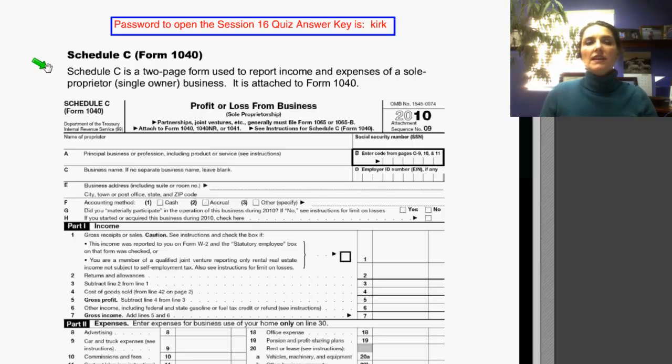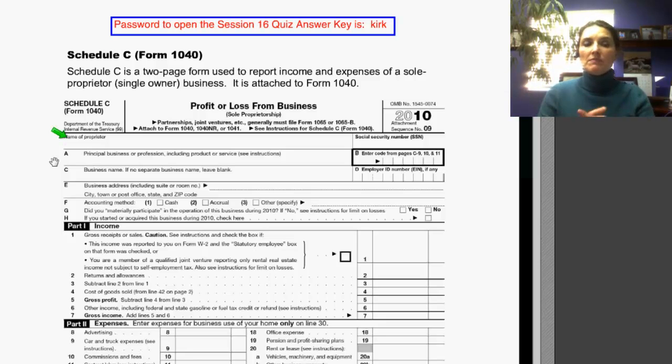Schedule C, Form 1040. Schedule C is a 2-page form that is used to report income and expenses of a sole proprietor. That is a single owner business. Now, in certain situations, it is possible for a husband and wife who run a business together to file Schedule C. But what the IRS says is you can't have the Schedule C be in the name of two people. So here where it says name of proprietor, you would only ever have the name of one spouse.